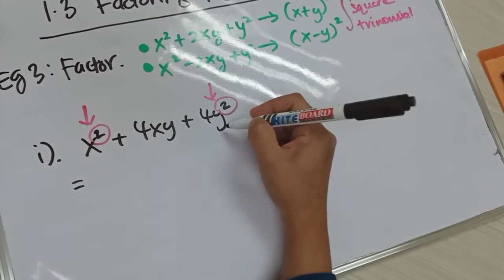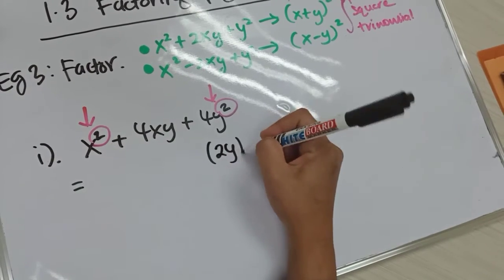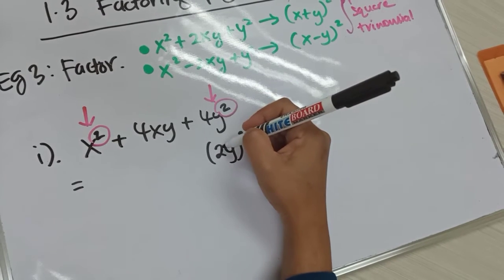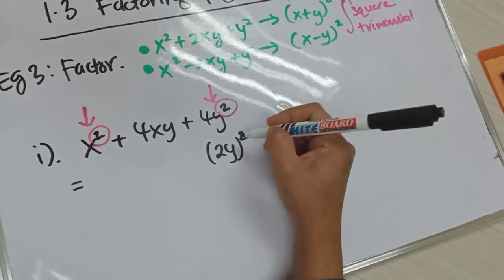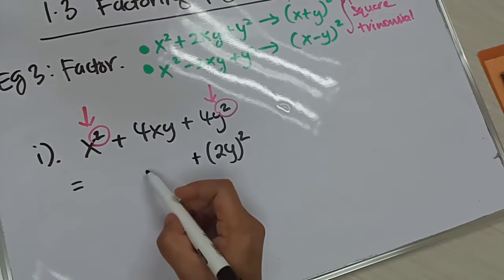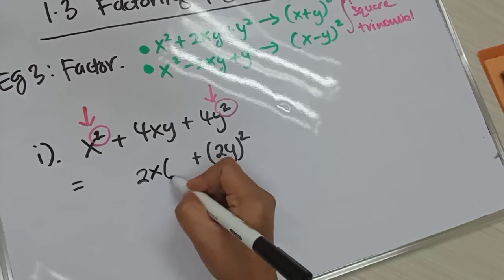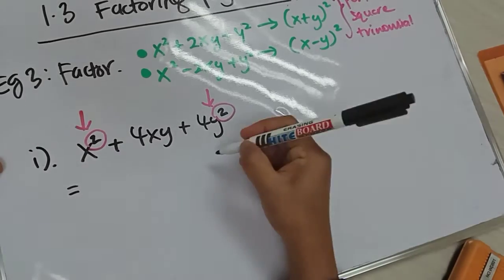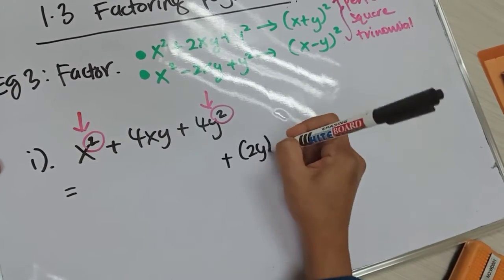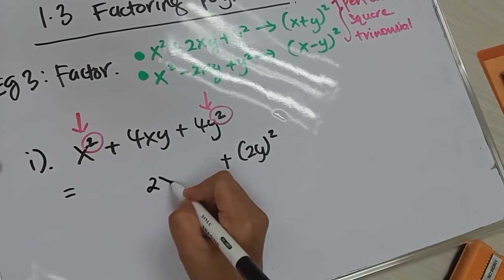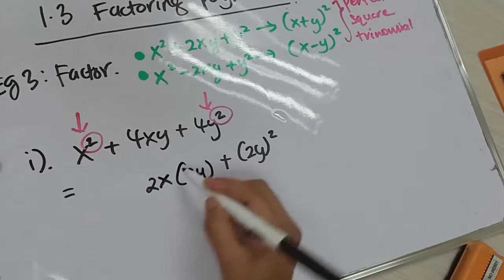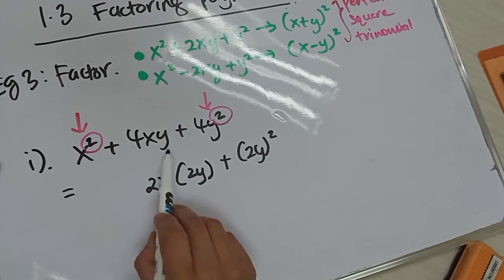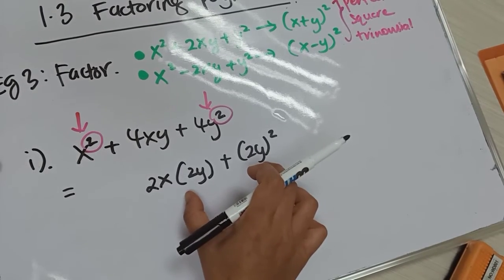So now we know that the third term will be 2y square, right? I just make it into the pattern 2 square. So we know that for the second term there will be 2x multiplied by 2y. Okay, so for the second term, when you expand this, 2 multiply 2 you get 4, x multiply y you get xy. So we know that the second and third term there will be 2y.